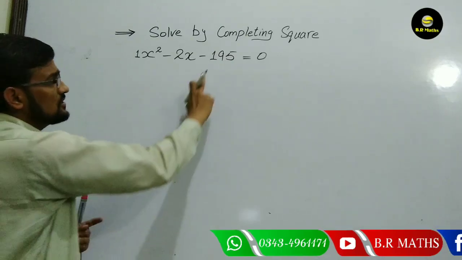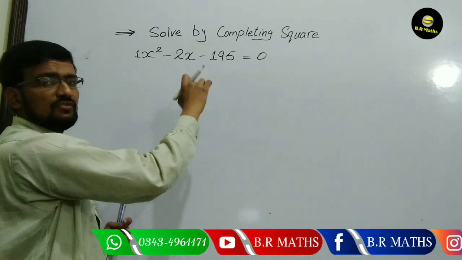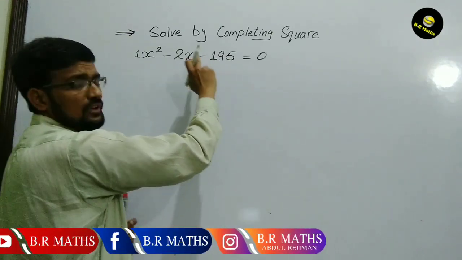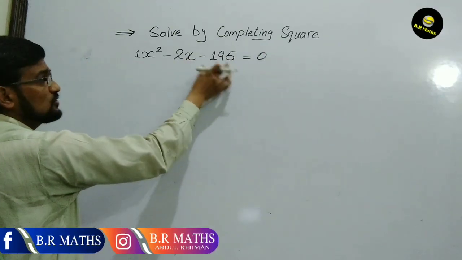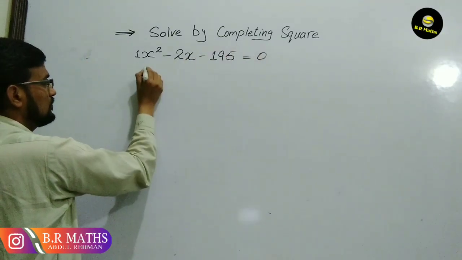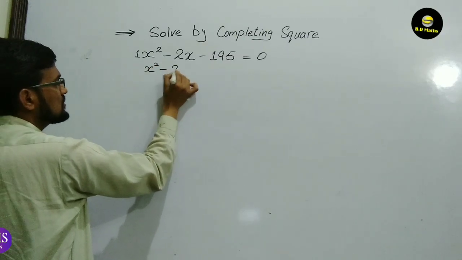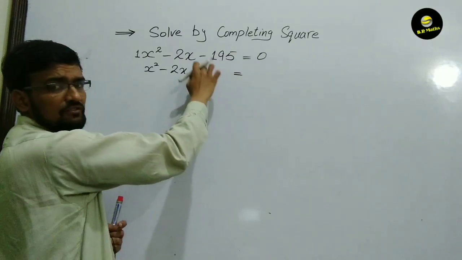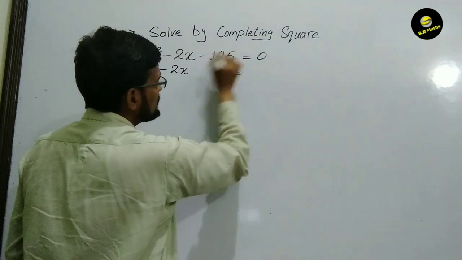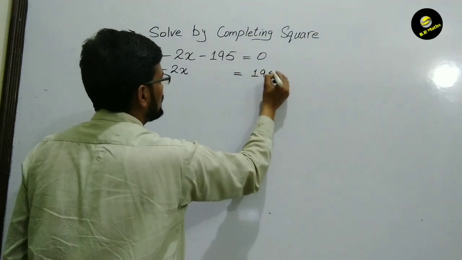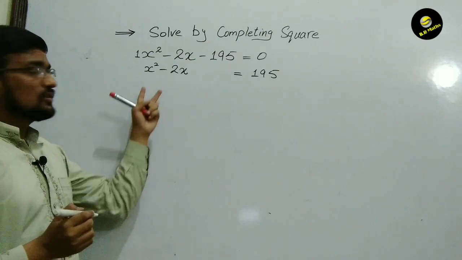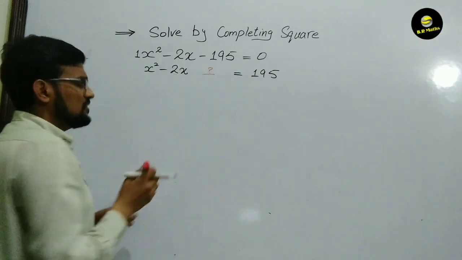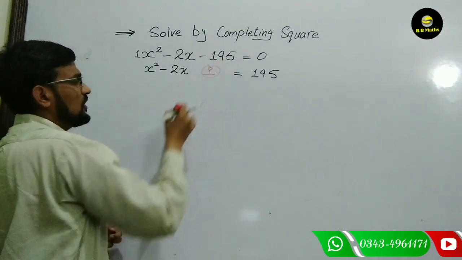Then the next step is to move the constant value, the term without the variable, which is minus 195, from left to right, to separate it from the variable. So x square minus 2x equals, and minus 195 moves from left to right, minus becomes plus 195. This form is our requirement.